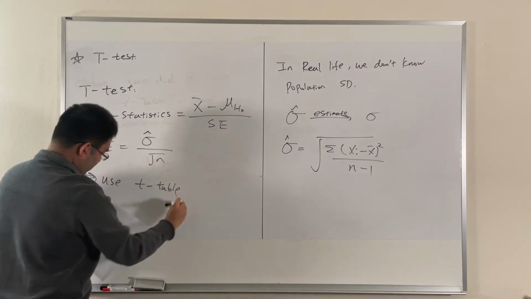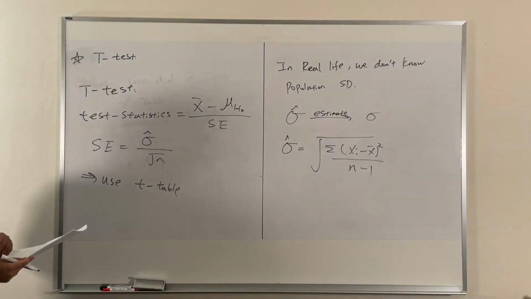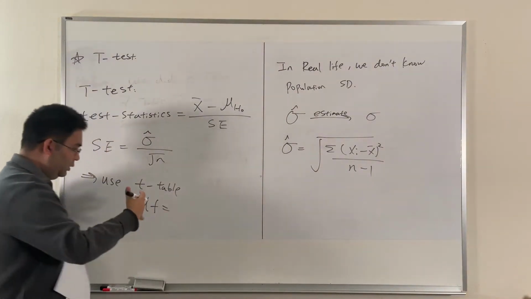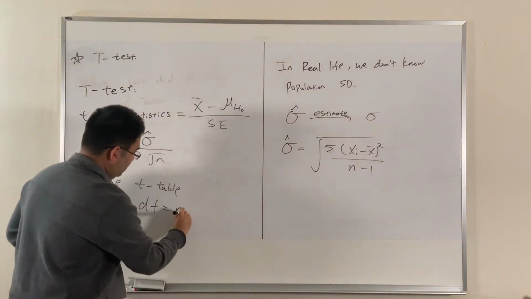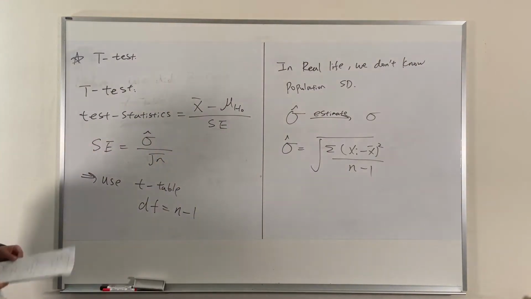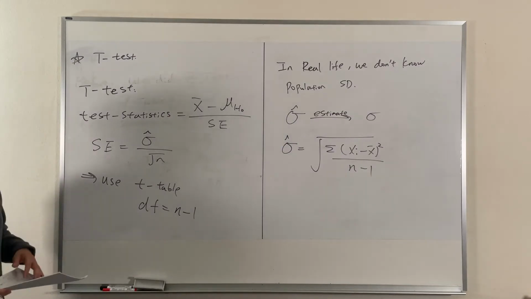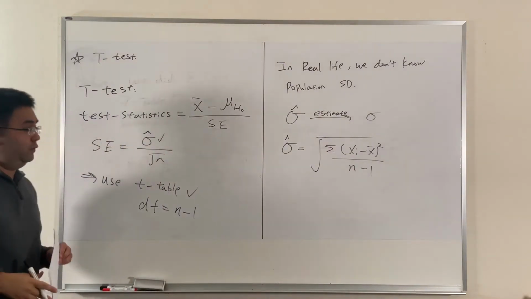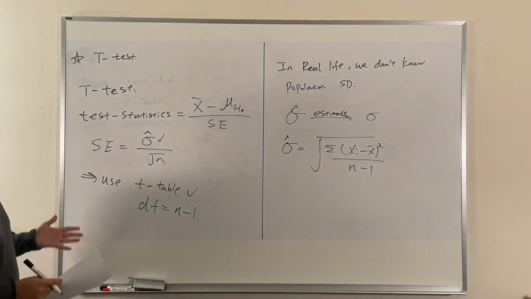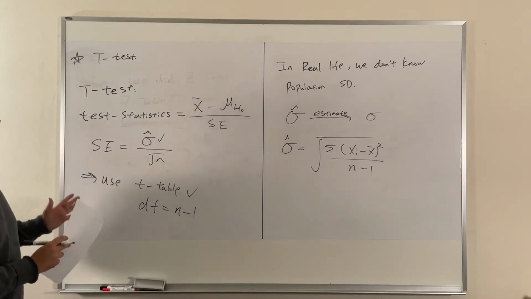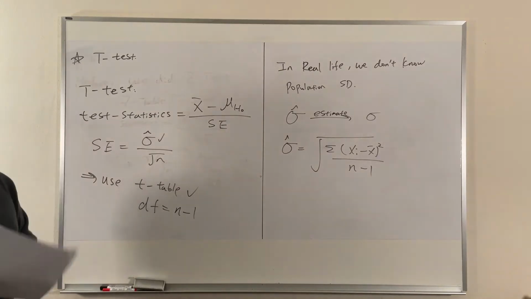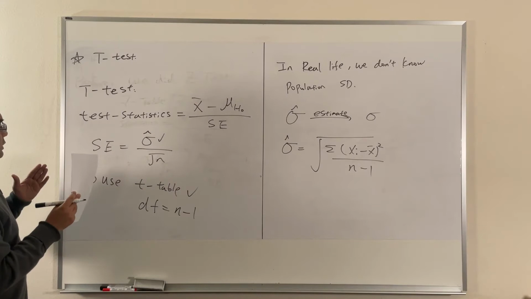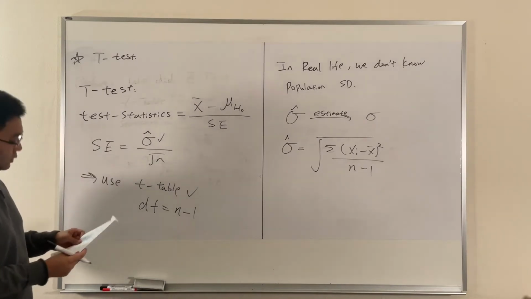When you use your t-table, one thing you have to be careful about is the degrees of freedom, which is your sample size minus 1. So degrees of freedom is n minus 1. Compared to the z-test, this is one difference, and using the t-table is another. If you know the population standard deviation, you do the z-test and use the z-table. If you don't know it and have to estimate it, you use the t-test and t-table. That's the only difference.